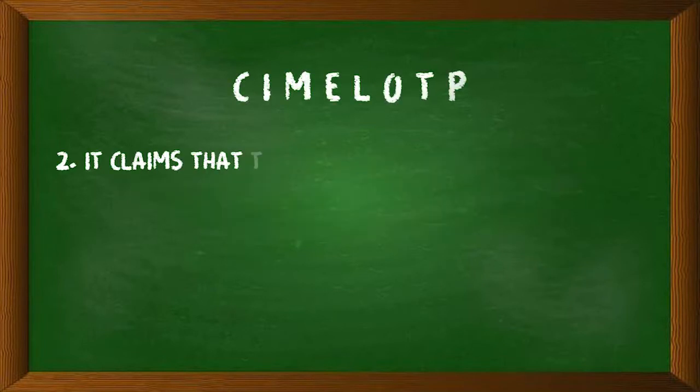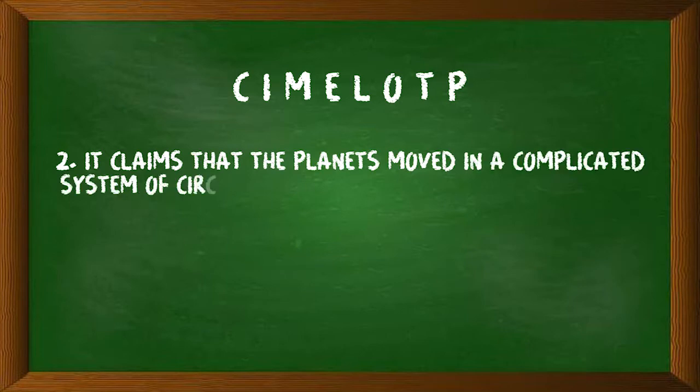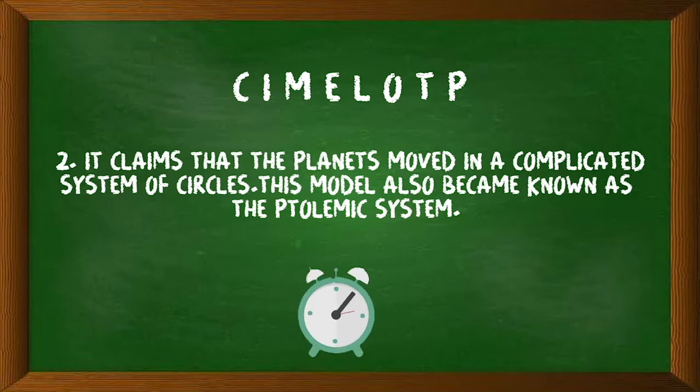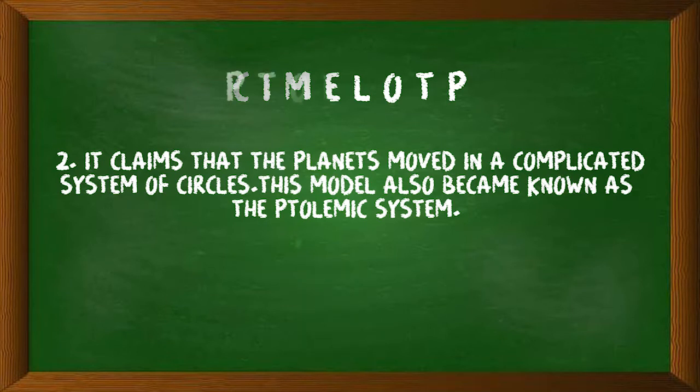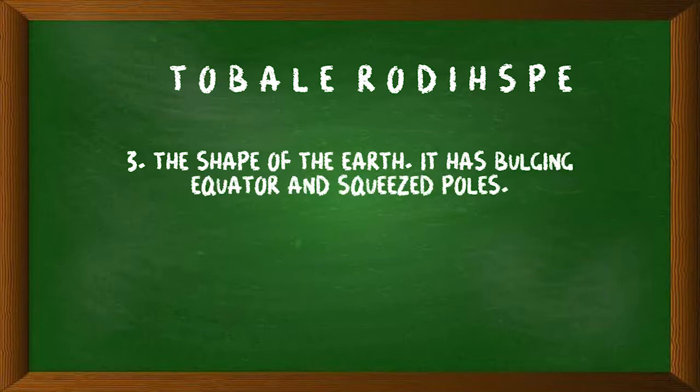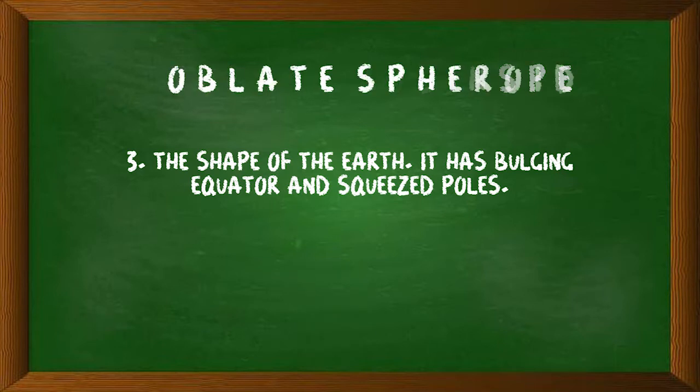Number 2. It claims that the planets move in a complicated system of circles. This model also became known as the Ptolemaic system. Go! The correct answer is Ptolemaic. Number 3. The shape of the Earth, it has a bulging equator and squeezed poles. Go! The correct answer is oblate spheroid.